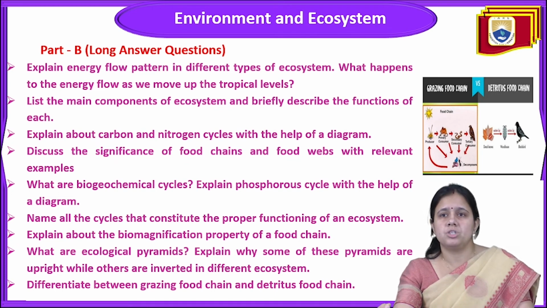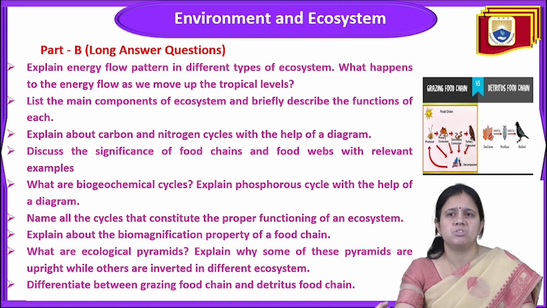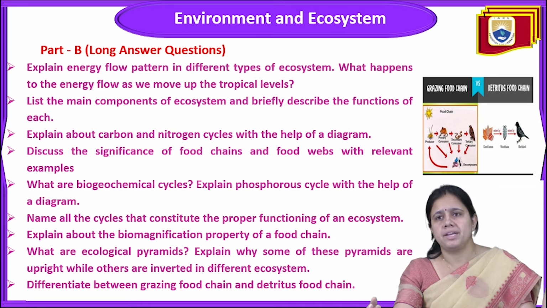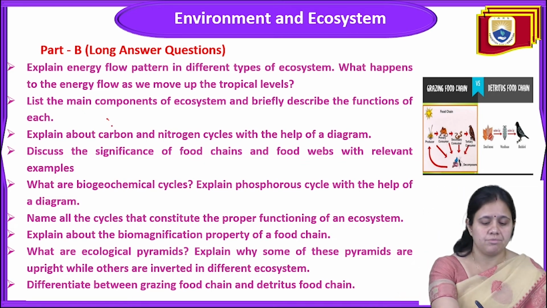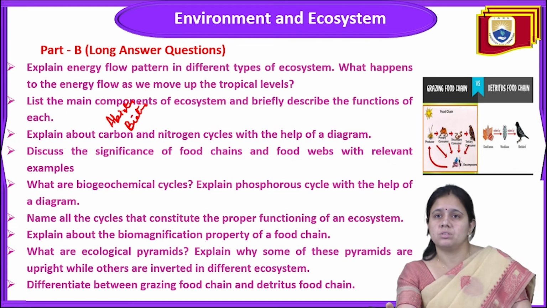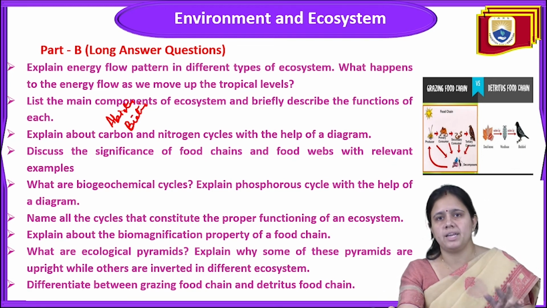What are the main components of an ecosystem, and briefly describe the function of each. The main components of an ecosystem are two: abiotic and biotic components. So you have to explain the role of abiotic and biotic components in an ecosystem. The main components of an ecosystem are of two types, biotic and abiotic.